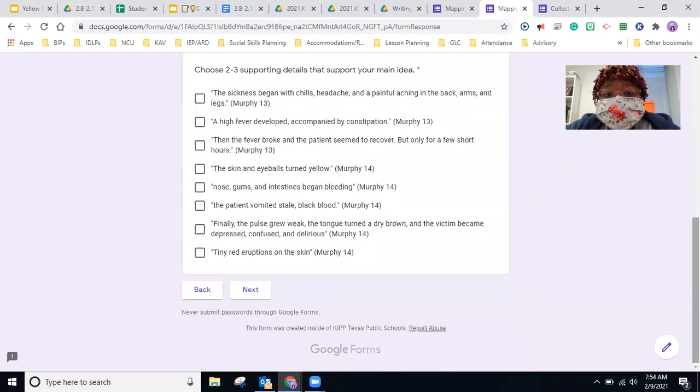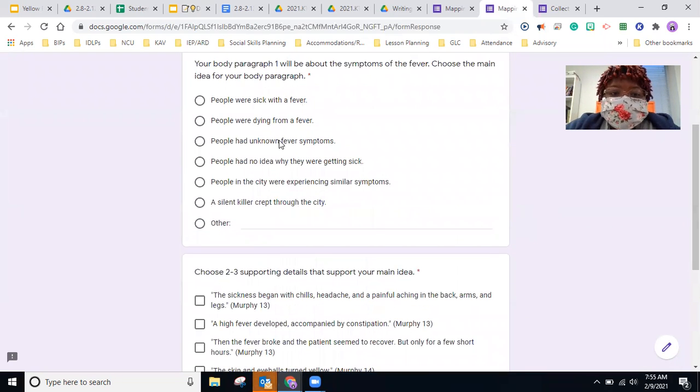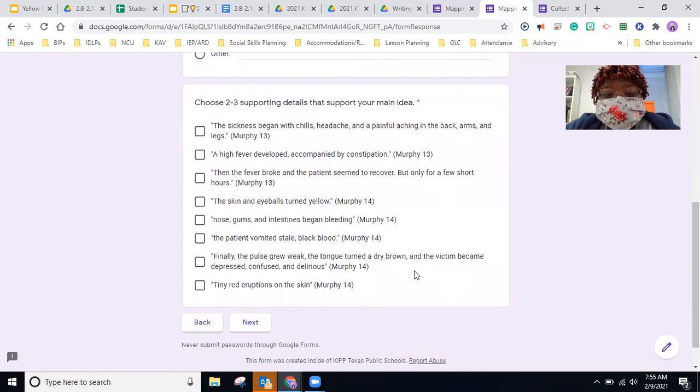Then after that, I want you to come here and I want you to choose 2 to 3. You can choose 2 or you can choose 3 details that support your main idea. So this is what we're going to use as our evidence to support how people are dying or people are having these symptoms. So here are some examples of the symptoms. You need to choose 2 quotes or pieces of evidence to support your main idea.